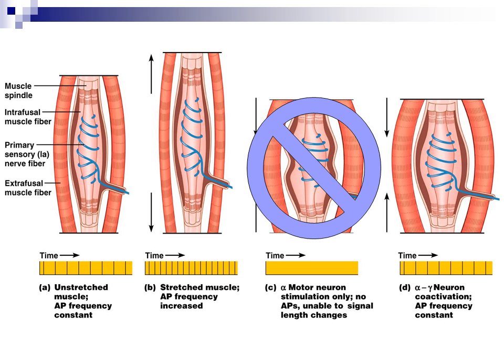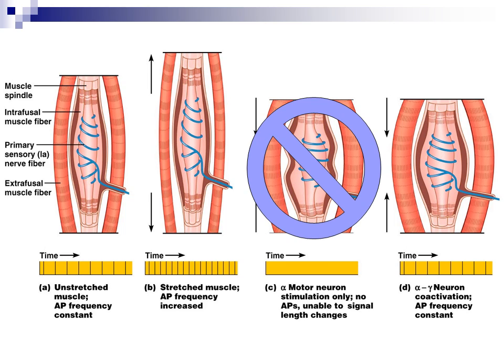In this image, we see that the extrafusal muscle fibers are being stimulated to contract by the alpha motor neurons. But you will also notice that the sensory neurons wrapped around the intrafusal fibers are once again firing action potentials. This is because the gamma motor neurons are being co-activated along with the alpha motor neurons.